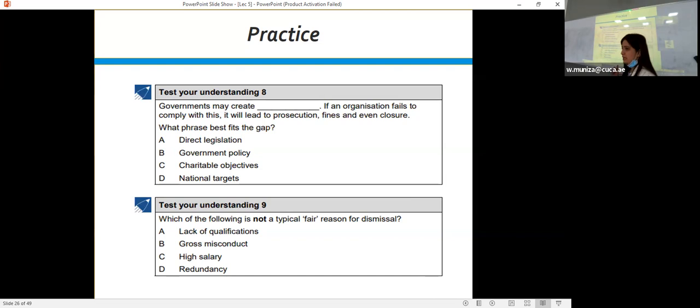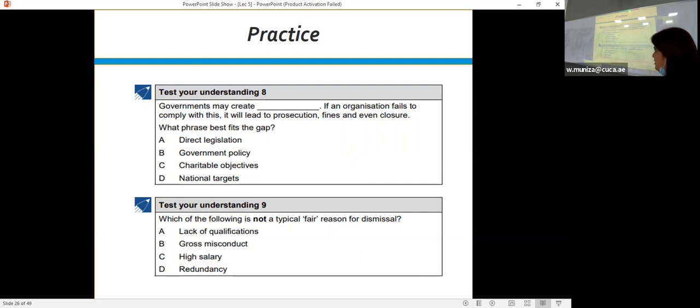Then charitable objectives. If the organization is not giving charity, is it going to get fines from the government? No. National targets? No. So direct legislation is the right option. Next, students, understanding 9. Which of the following is not a typical fair reason for dismissal?